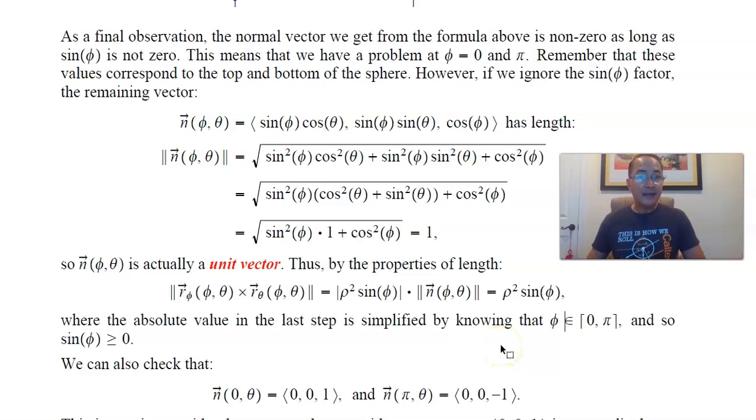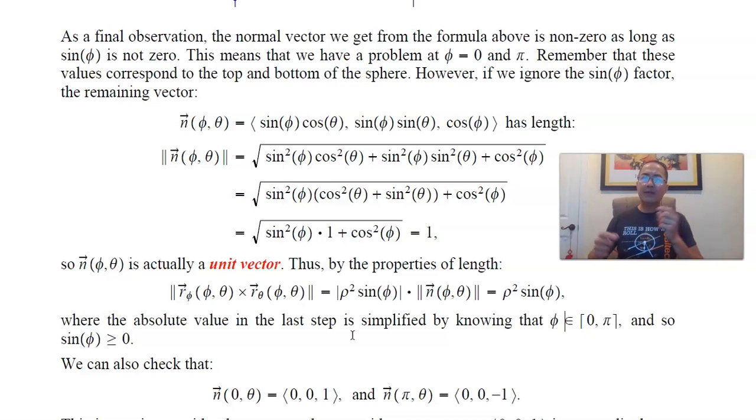I lied. There's one more thing about this normal vector, and it has to do with the poles. When we first talked about spherical coordinates, we said that when phi is constant, we get a cone, except for two points. When phi is 0, you don't get a cone, you have a half line. And when phi is pi, you have the opposite half line. You don't get a cone.